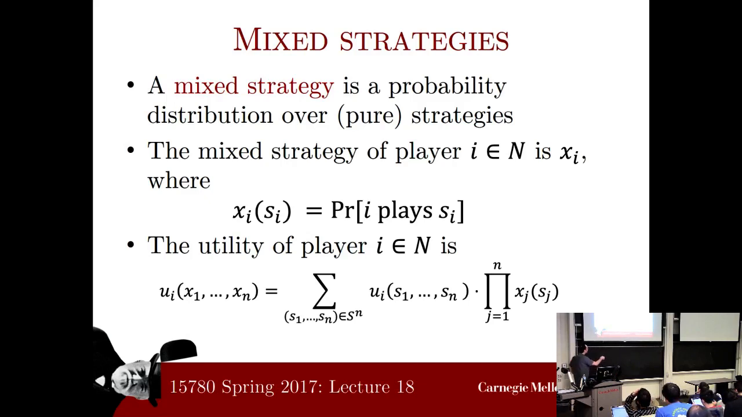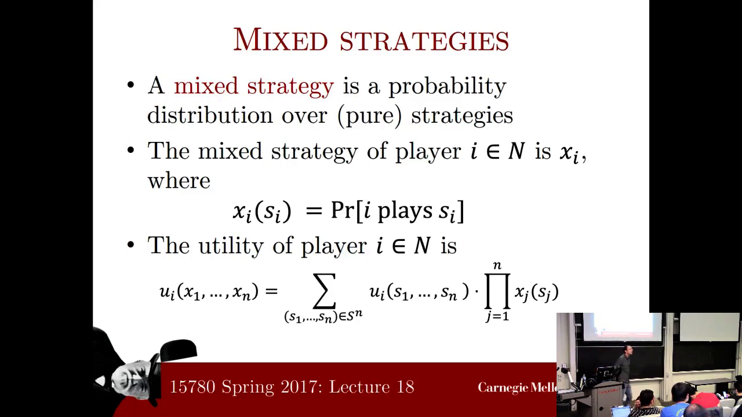So what this is saying is, look at all possible strategy profiles, all combinations of strategies, and I'm going to take the utility I get for the strategy profile and multiply it by the probability that each player plays as assigned strategy, which is the product of x_j, s_j. Okay? So again, this is the probability of this strategy profile, and this is the utility of i in that strategy profile. So this is nothing but the expected utility of i in this mixed strategy profile.